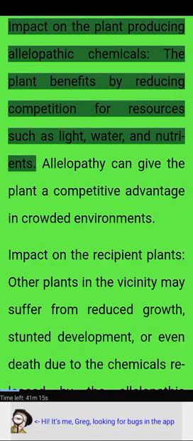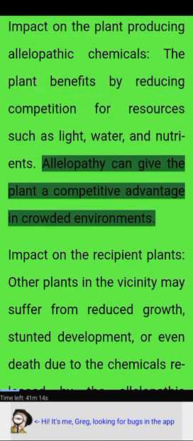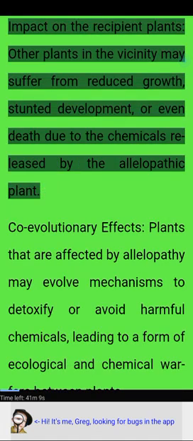Impact on the plant producing allelopathic chemicals. The plant benefits by reducing competition for resources such as light, water, and nutrients. Allelopathy can give the plant a competitive advantage in crowded environments. Impact on the recipient plants. Other plants in the vicinity may suffer from reduced growth, stunted development, or even death due to the chemicals released by the allelopathic plant.